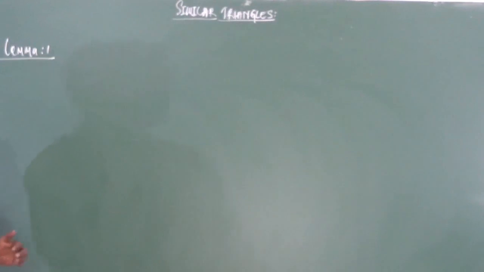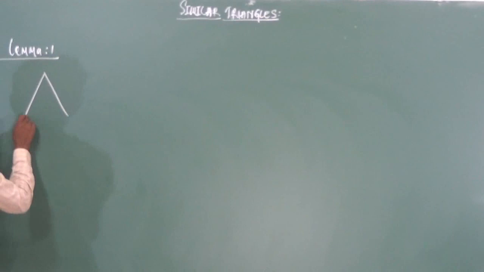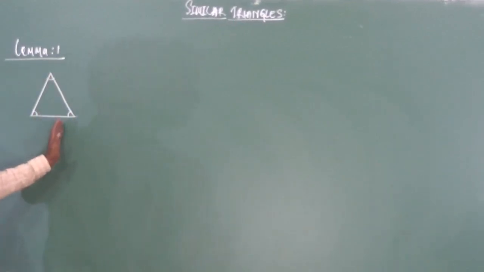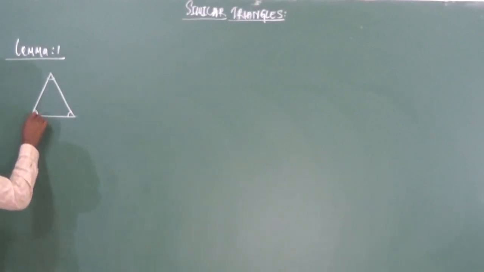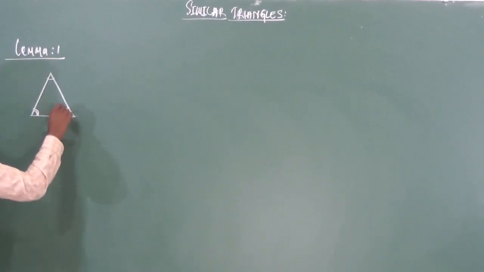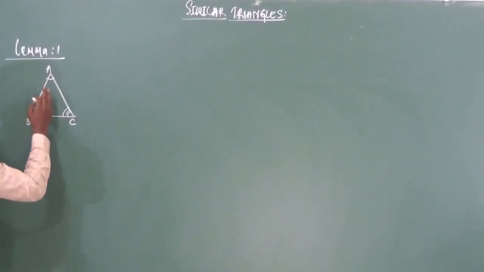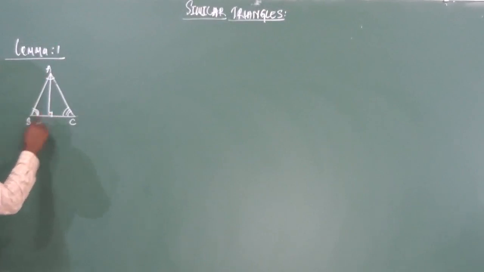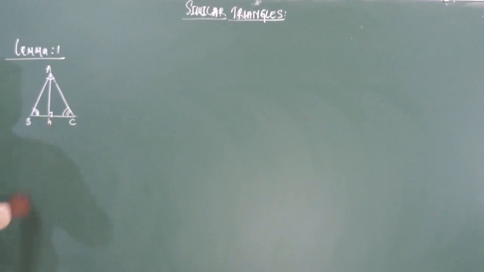So here, lemma 1 is: when you have an equilateral triangle or an acute angle triangle, I will take this as an acute angle triangle. In this acute angle triangle, BC becomes the base, and if you draw a perpendicular from the vertex to the opposite side, that becomes the height. So AH is the height. I will call it AH.